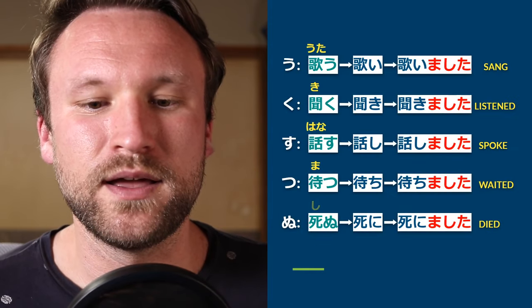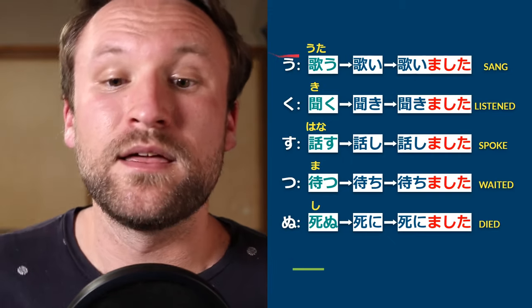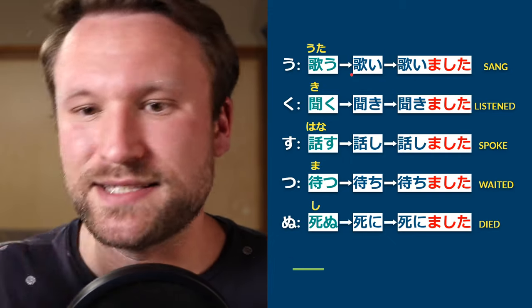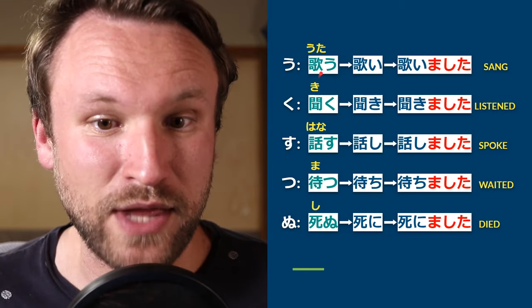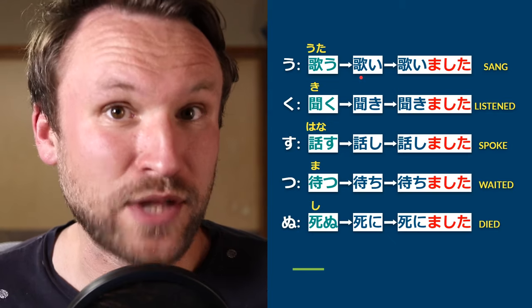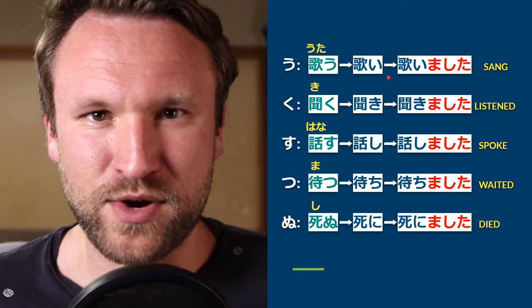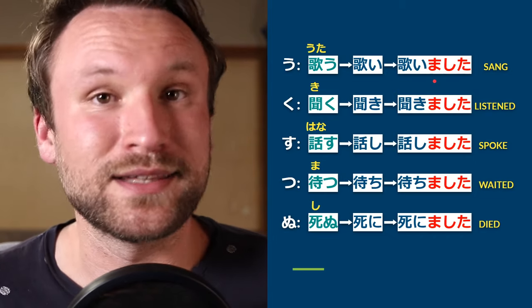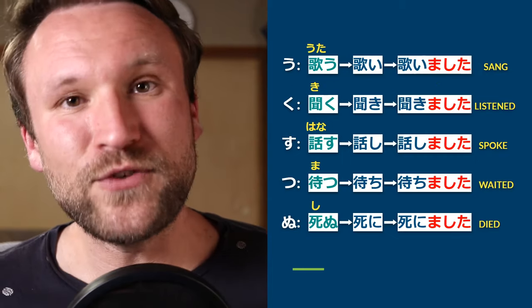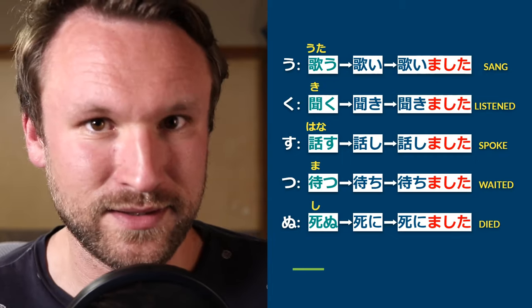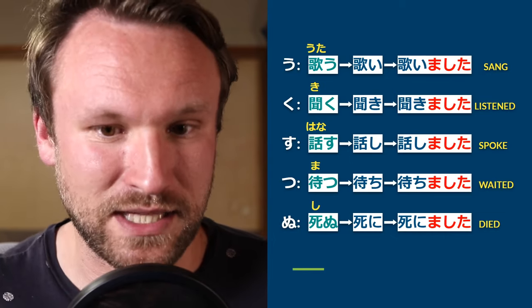So here is the past tense of these verbs. You'll remember from the last lesson that what we did is we took the masu stem, right? So we got the masu stem, which is utau, which is sing, becomes utai. Utai, that's the stem. And we added masu for the polite present tense. To get the past tense, we just do the same thing and add mashita. So if you can make the polite present tense already, you can make the past tense. You just got to remember that it ends in mashita.